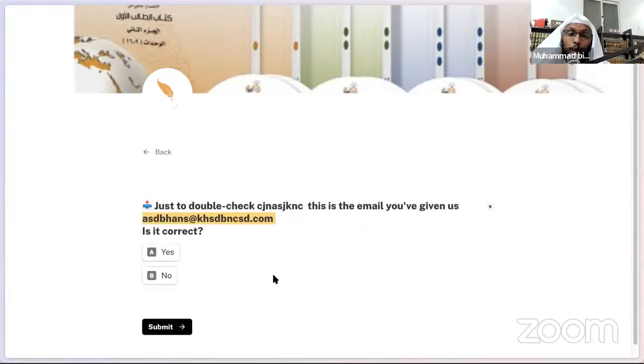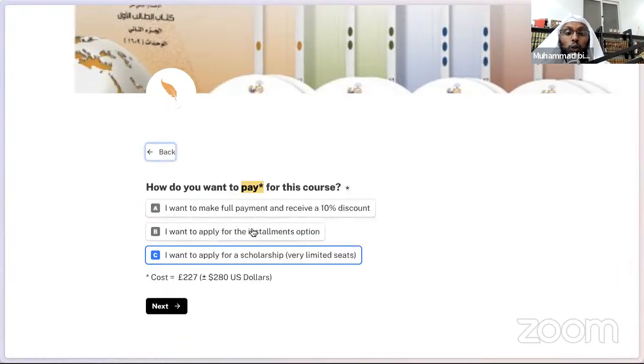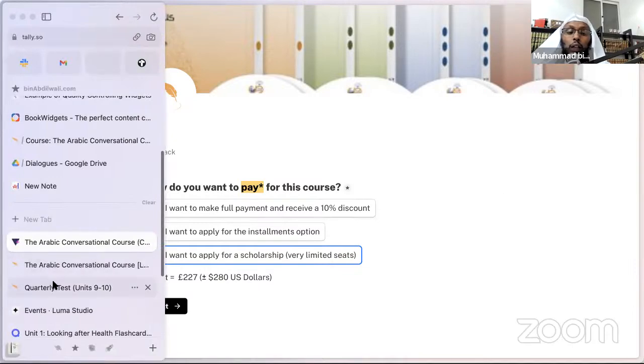So if you go for a scholarship, no problem. Once you submit it, it's going to give you a link to fill out the scholarship application form. If you choose to make full payment, it's going to give you a link to make the full payment. Make the full payment even before you do the placement test, because regardless of whether you join level 1 or level 3, it's not going to make a difference. It's the same price. And if it turns out that level 1 is not good for you, or level 3 is not good for you, or for whatever reason it doesn't work out for you, then we give you a refund.